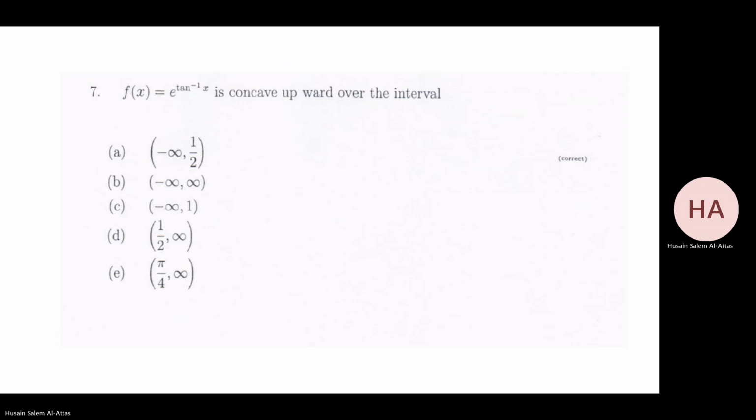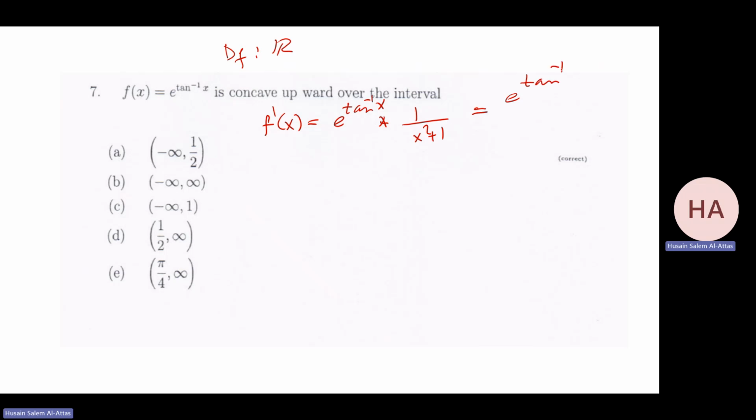Find when this one is concave up. Okay, let's do the calculations. What is the domain? The domain is all real numbers, no restrictions. So it will be f prime: e to the power tan inverse of x times 1 over x squared plus 1. The derivative of tan inverse is 1 over x squared plus 1. Or I can leave it like this. Let me write it as a product.